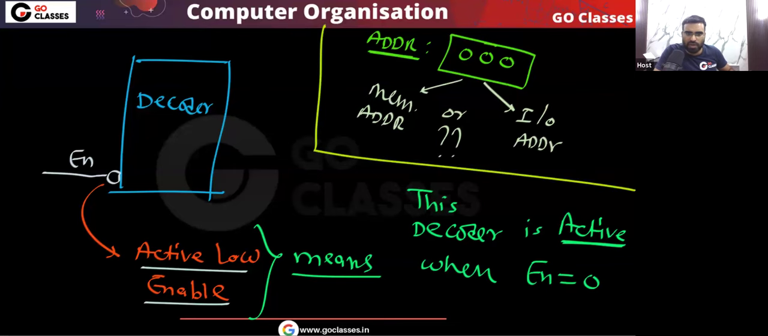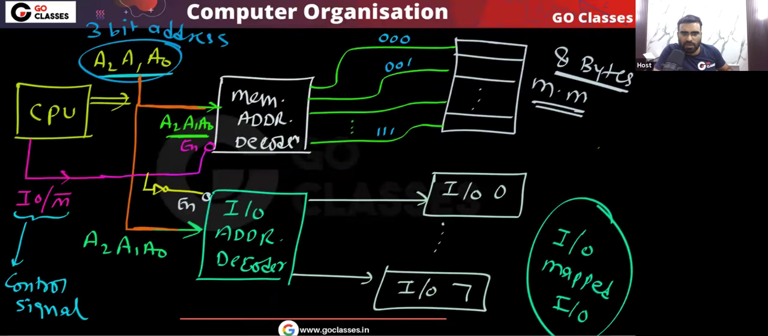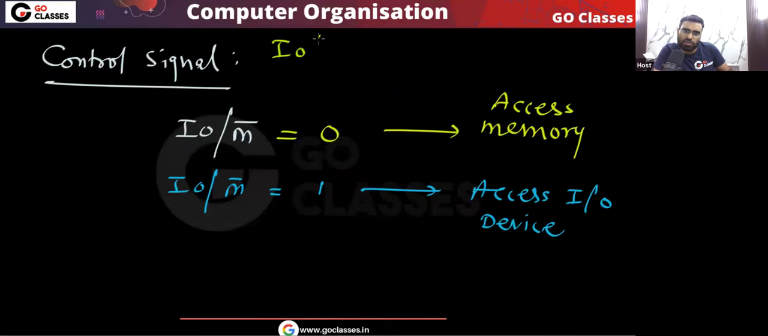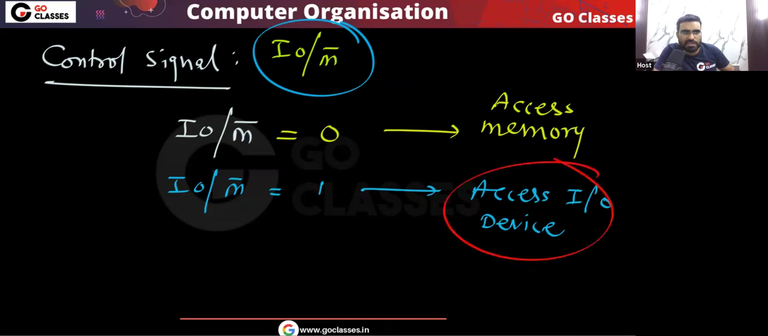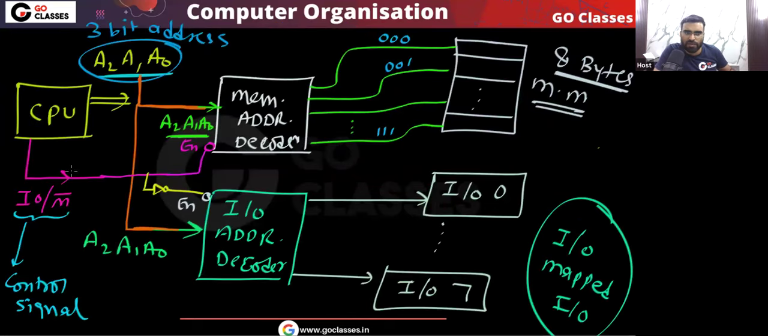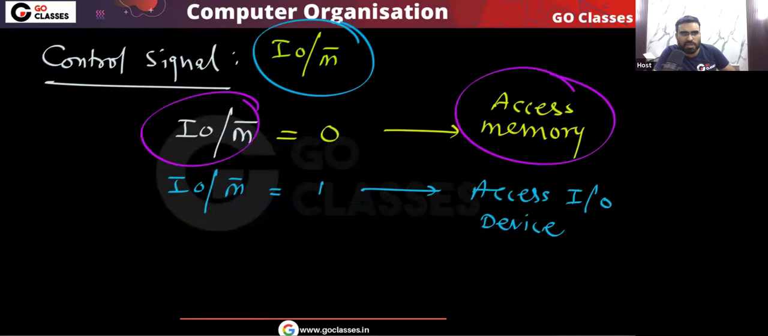To solve this, we are using a control signal. The CPU will generate a control signal, this IO/M bar. If this control signal is 0, then access memory. And if this control signal is 1, then access IO devices. Now, very simple, this control signal we will connect to this decoder, and also to this decoder. This decoder has active low enable, so when the signal is 0, this decoder will be activated. And that is correct. When the signal is 0, we want to access main memory.